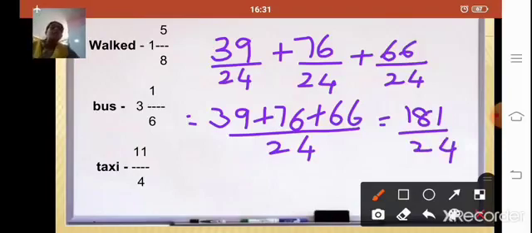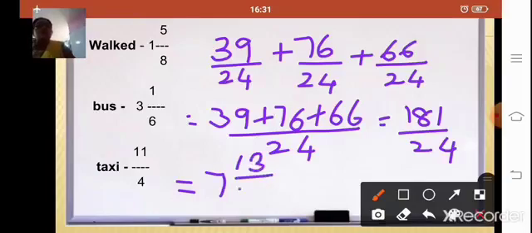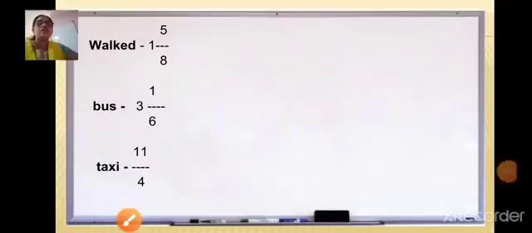Now 181 upon 24 is an improper fraction. So divide it. When you divide it and write it as a mixed fraction, you will get the answer as 7 whole 13 upon 24. Okay, let us see the solution to this sum.